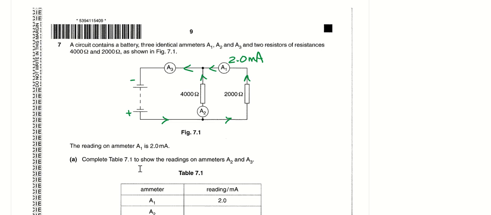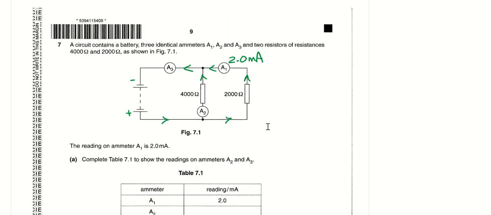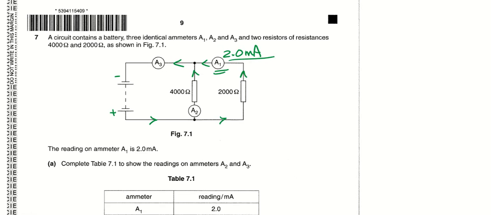Complete table 7.1 to show the readings on ammeters A2 and A3. Okay, how am I going to do that? The reading on ammeter A1 is 2 milliampere. Okay, it's 2 milliampere, yeah. And we take note, this is the current that flows through the 2000 ohm resistor. It is 2 milliampere.